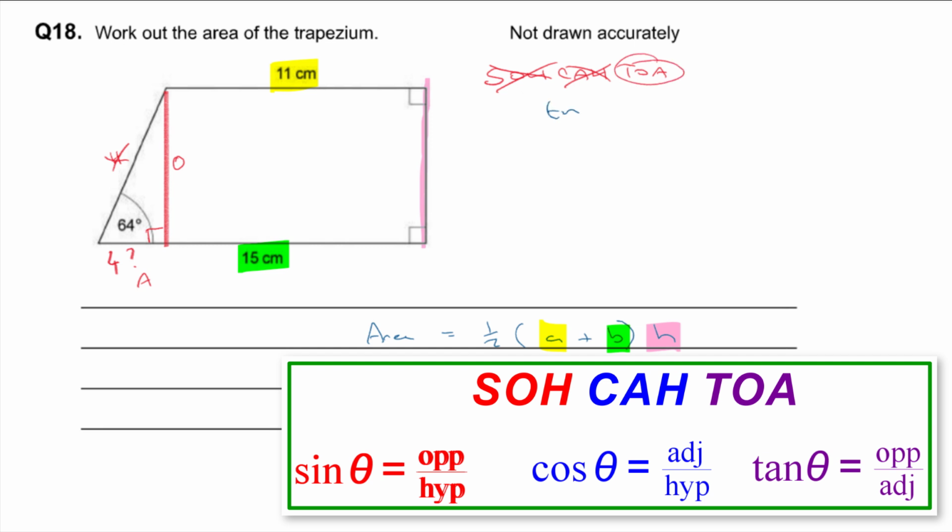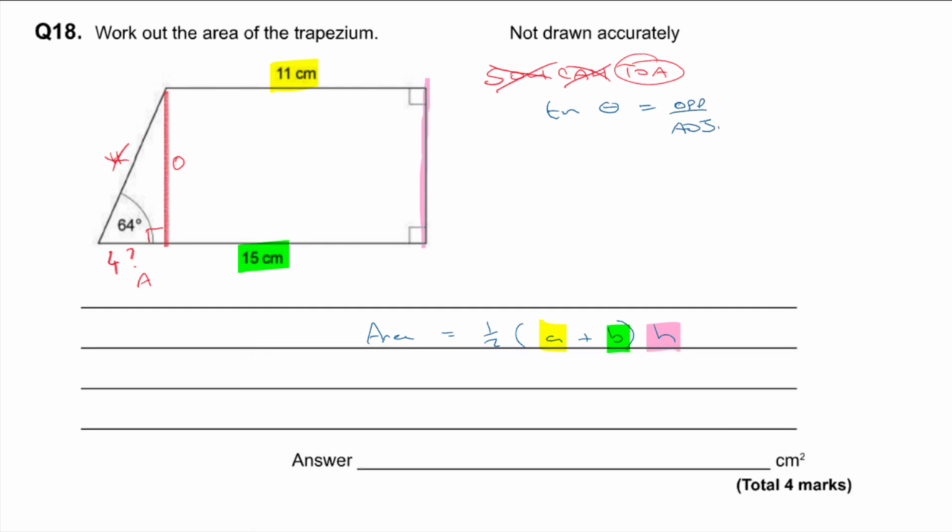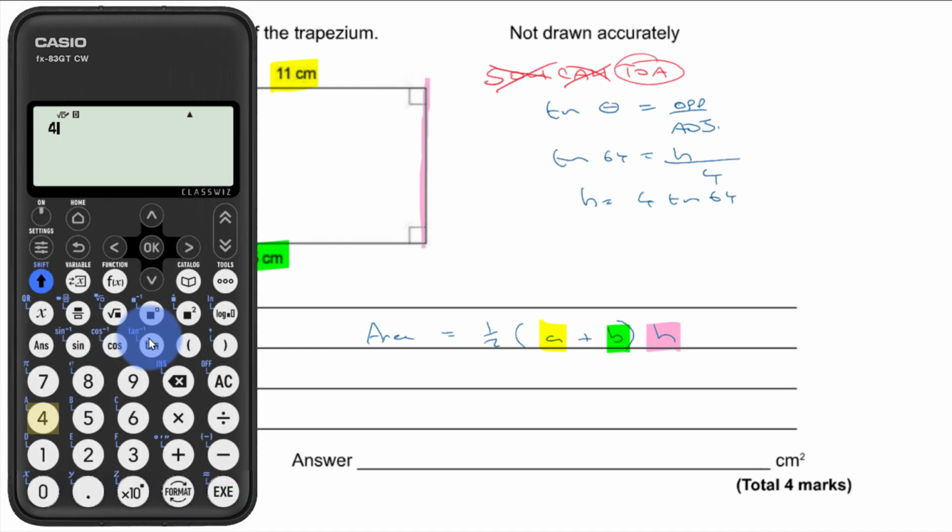So tan theta is equal to the opposite divided by the adjacent. So the angle is 64, so tan 64. The opposite is the one I want to find. I'm going to call that the height of the shape because it matches with my formula down there. And then the adjacent is going to be 4. So then H is going to be 4 tan 64 then, isn't it? Type that into the calculator. 4 tan 64. That's 8.20.